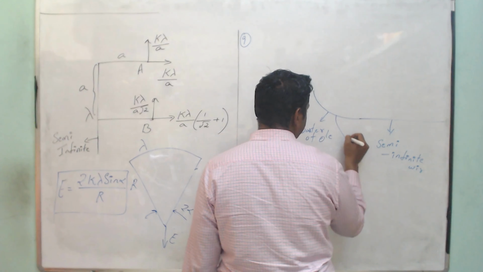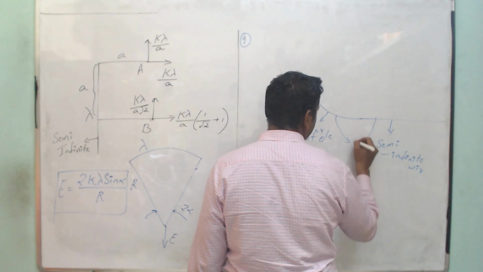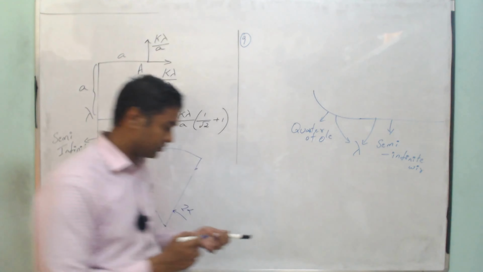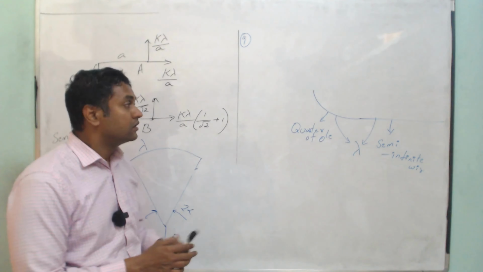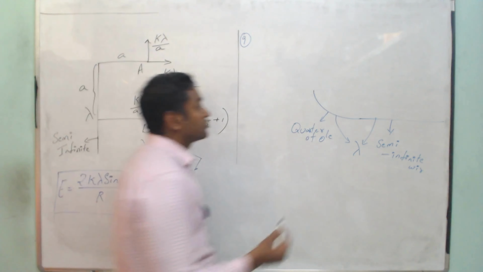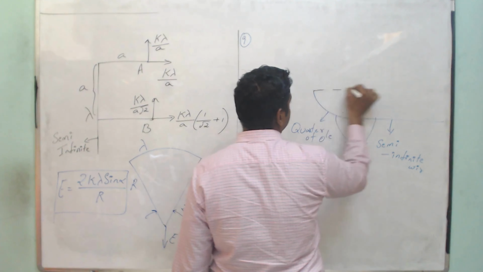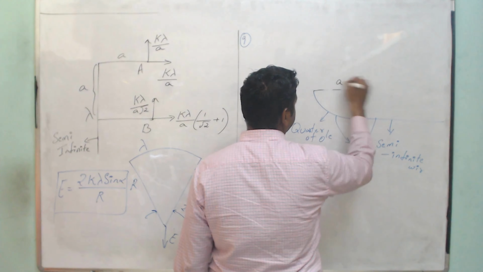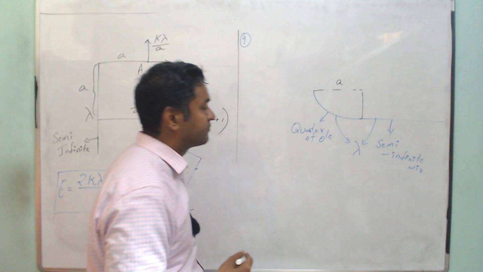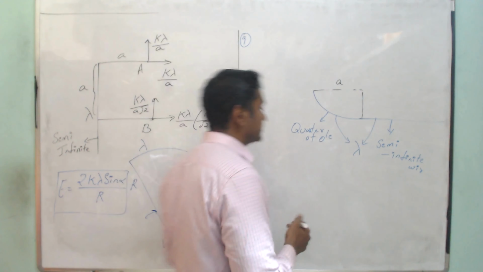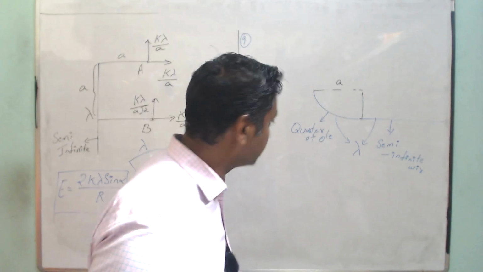Both have the charge per unit length as lambda. What is the radius of this quarter of a circle? The radius of the quarter of this circle is basically, take it as A. And this is the center of the circle.